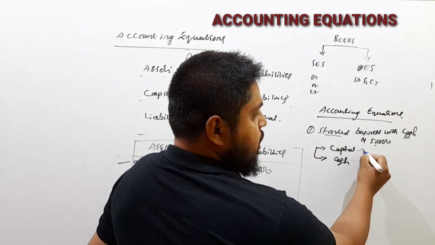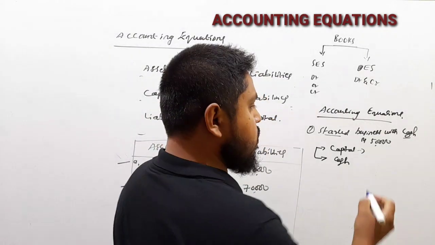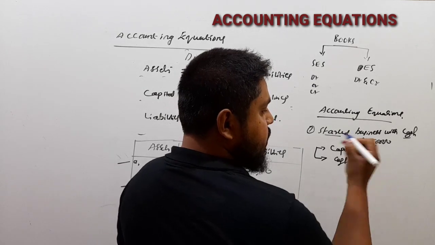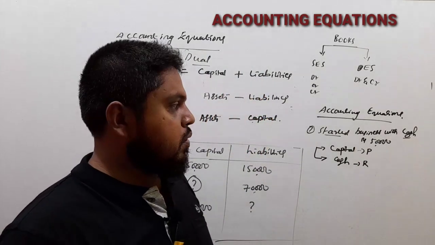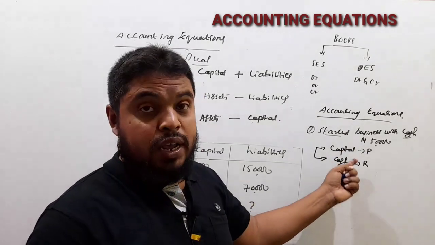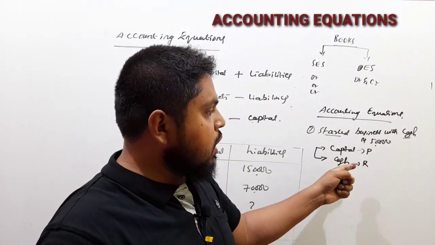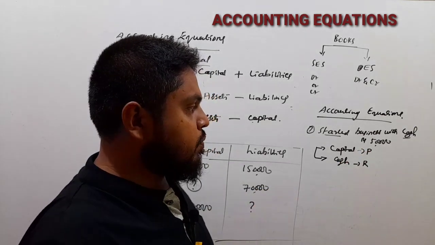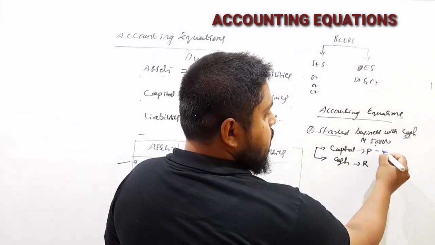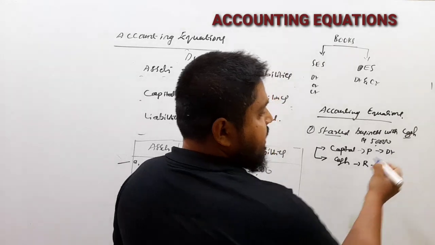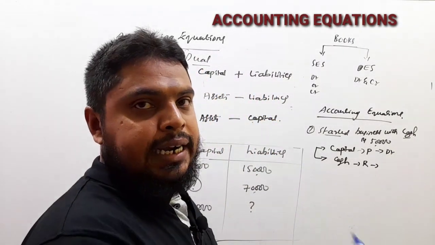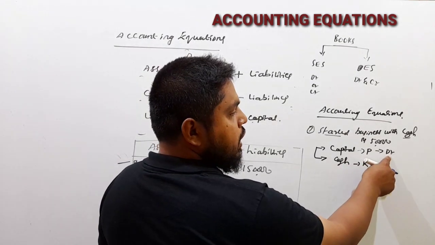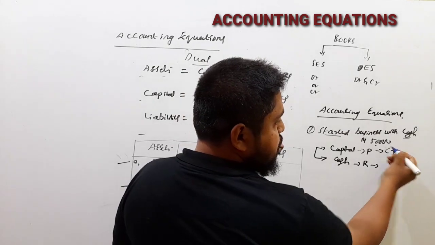Now, capital, as per the English system of accounting, comes under a personal account, and cash is an asset, which comes under a real account. So capital is a personal account, cash is a real account. Now we have to find out debit and credit here. Personal account: debit the receiver, credit the giver. So this is credit.